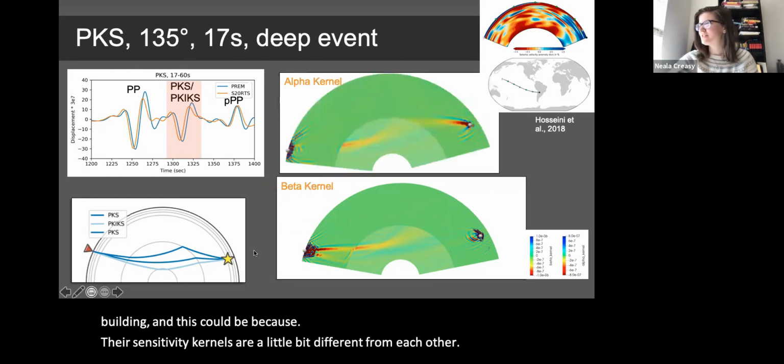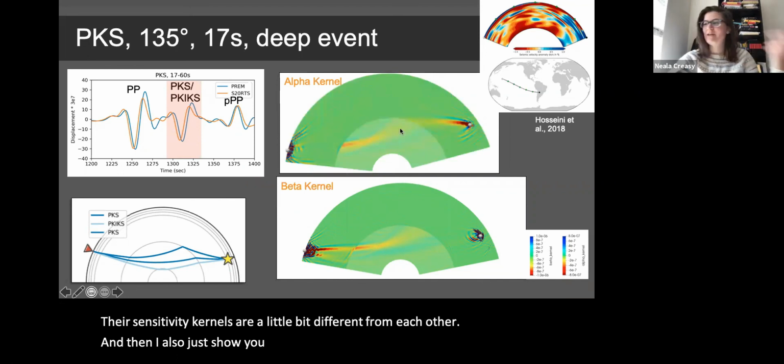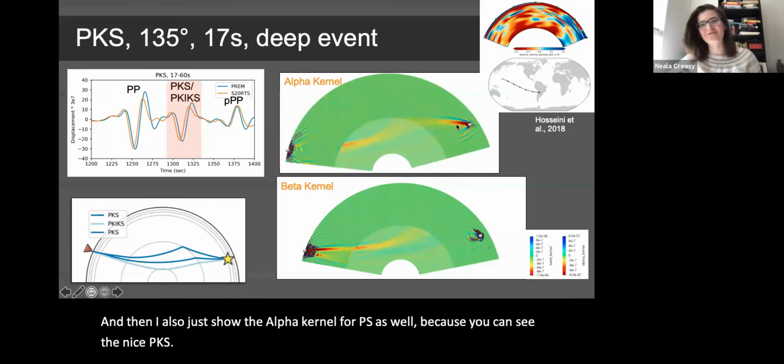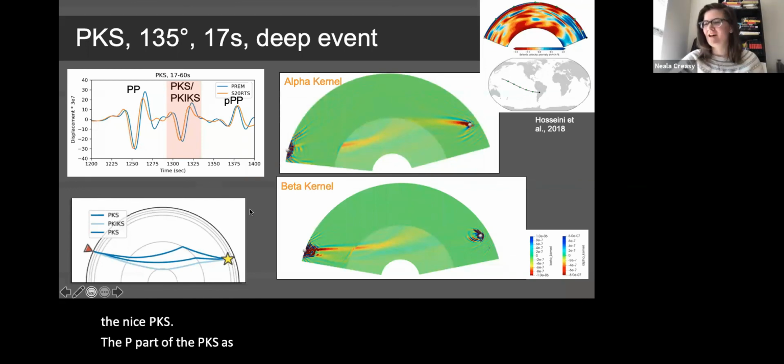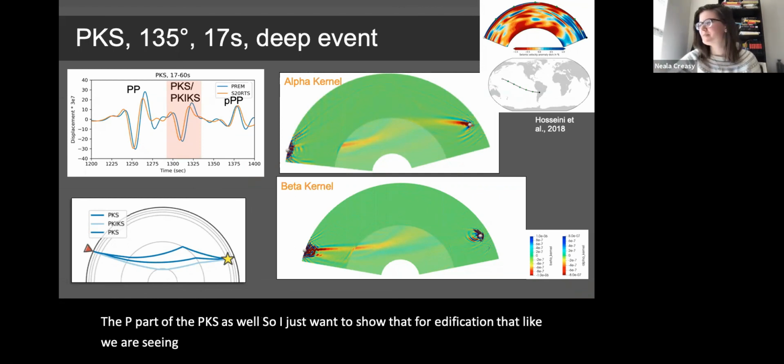And then I also just show you the alpha kernel for PKS as well, because you can see the nice P part of the PKS. So I just wanted to show that for your edification, that we are seeing PKS here. So it's kind of cool.